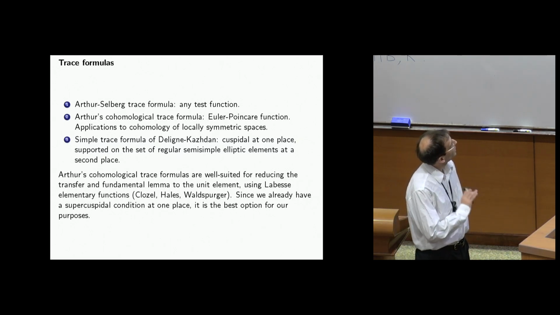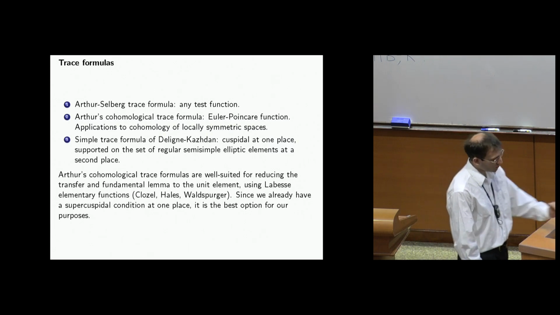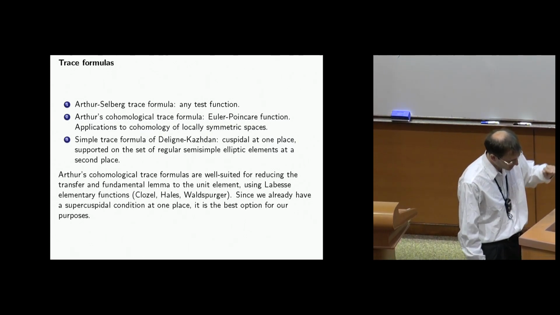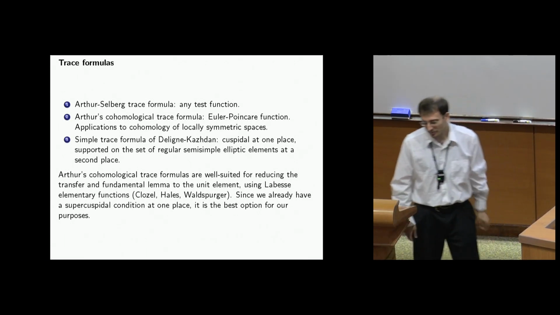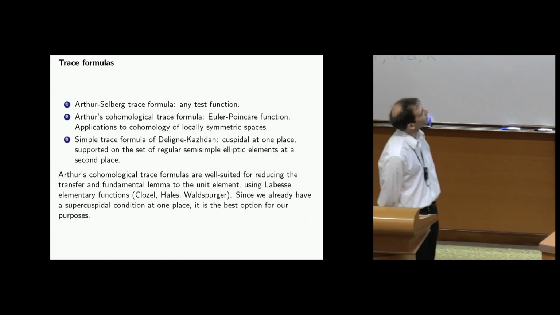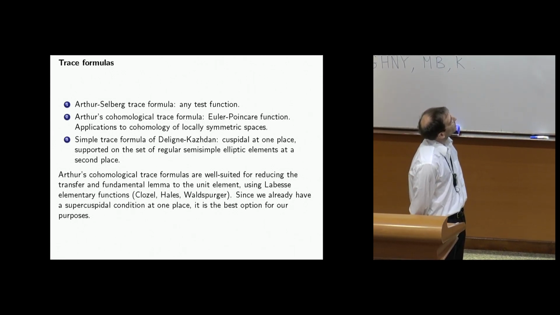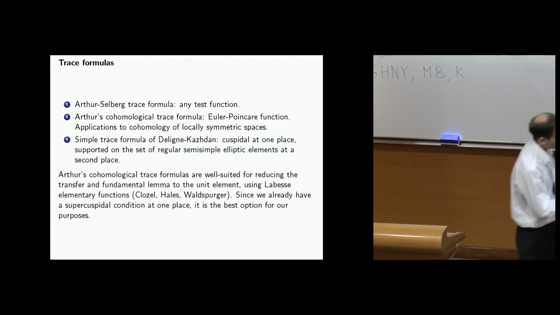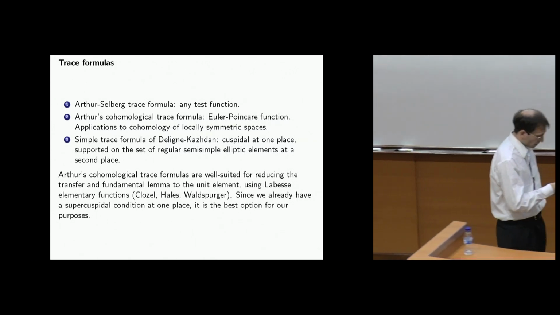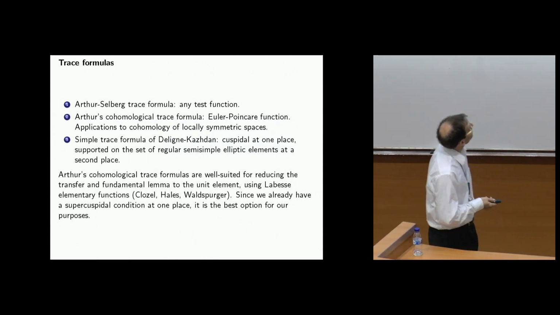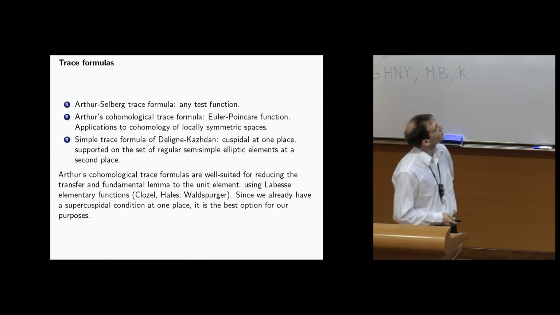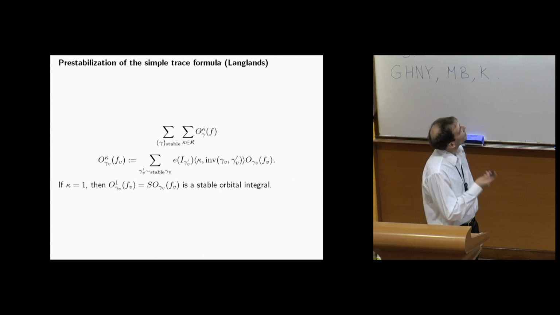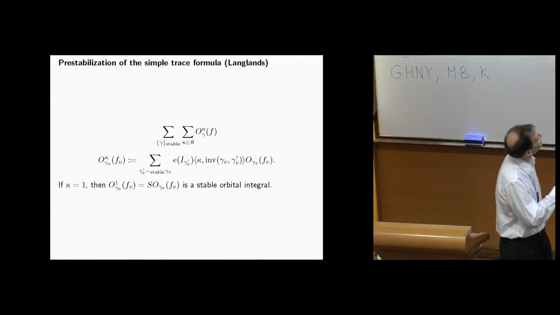And I would say the Arthur version, the Arthur cohomological version, and maybe we need something in between 2 and 3 somehow, of cohomological trace formula. And so in the 90s, the work of Laumon is of course very, very relevant to this. So we need to pre-stabilize and so on.